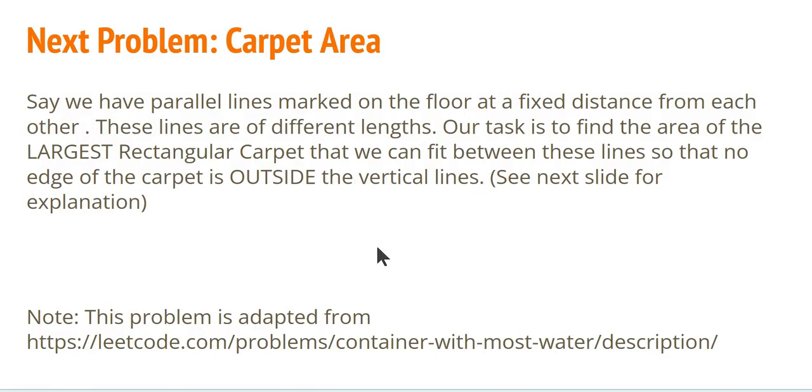So the idea here is like this: let's say we have parallel lines marked on the floor at a fixed distance from each other. These lines are of different lengths, and these lengths are available to us in a list. The task for us is to find the area of the largest rectangular carpet that we can fit between these lines so that no edge of the carpet is outside the vertical lines. Now, a lot of words. So let's try to understand this with some pictures, because pictures will make it very clear.